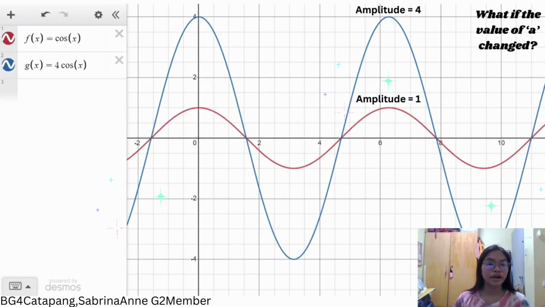We can now see in the graph that the vertical distance between the highest point and the x-axis is 4, which is the amplitude. The value of b is still 1, so there are no period changes, and same with c and d, the value of both is still 0, so there are no vertical and horizontal shifts.